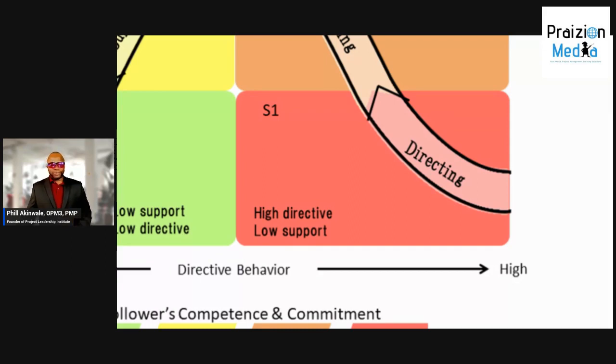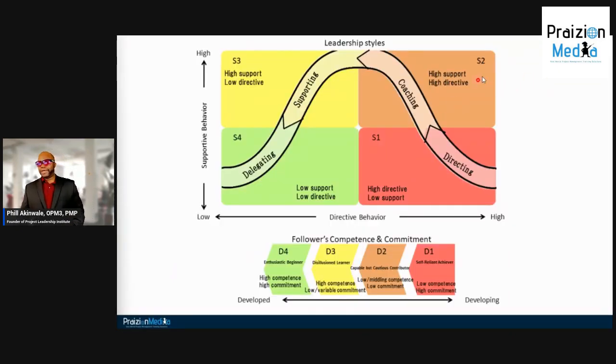This style, though, requires close supervision by the leader for the express purpose of identifying any signs of incremental progress to be recognized by the leader in an effort to accelerate ongoing development. Now let's go out and take a look at the grand scheme. So we've talked about S1. Let's talk about S2. Again, you can see that this is called the coaching style.